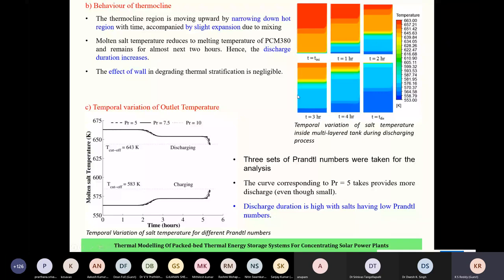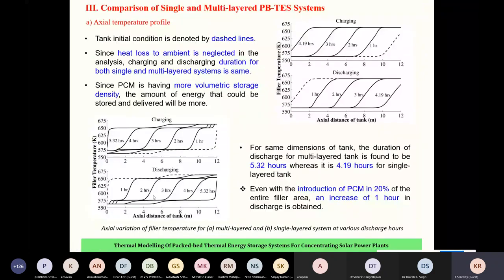And there will be temporal variations of outlet temperature, molten salt temperature versus time, and you can see the behavior of that for both charging and discharging activities. That's the difference here. For various Prandtl numbers it has been carried out, and discharge duration is higher with the salts having low Prandtl number and so on. And we can also see a comparison of single and multiple layered tanks. You can see here the axial temperature distribution has been carried out, considering initial conditions, because initially it's a dotted line, you can see that, and as time progresses, the curves move from the other end.